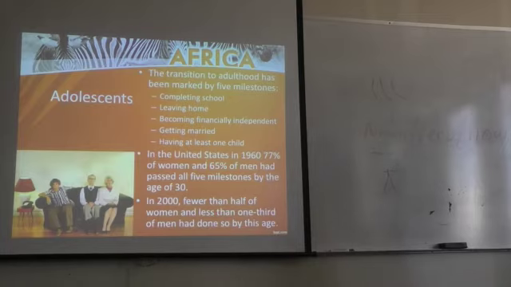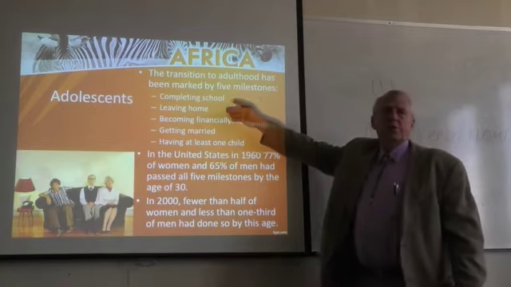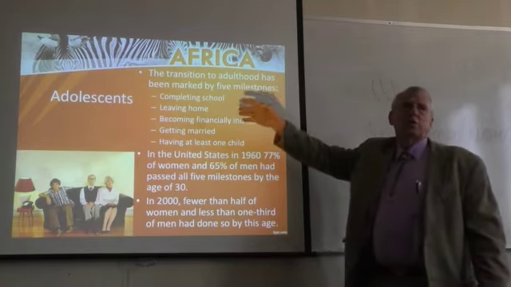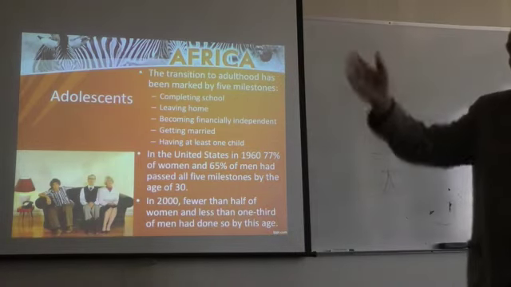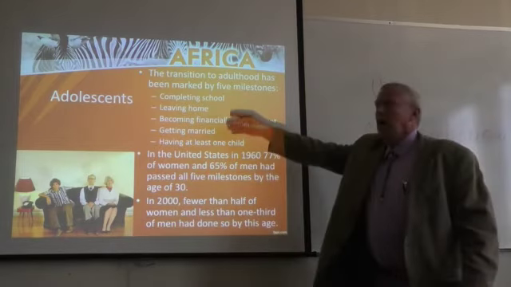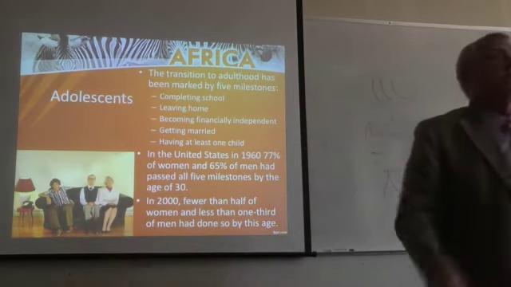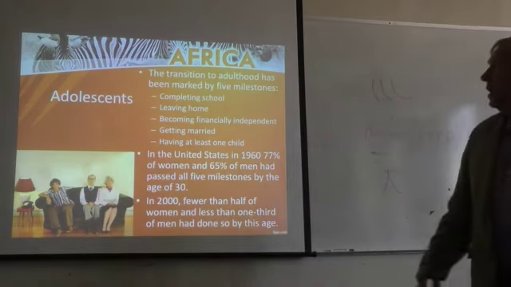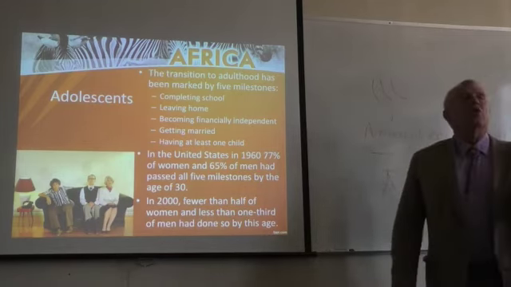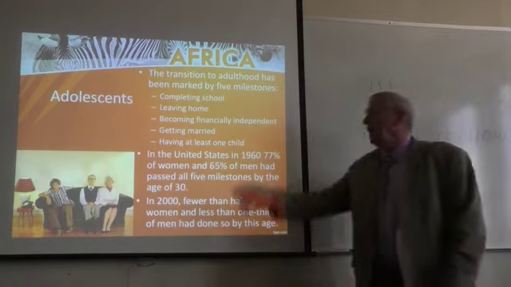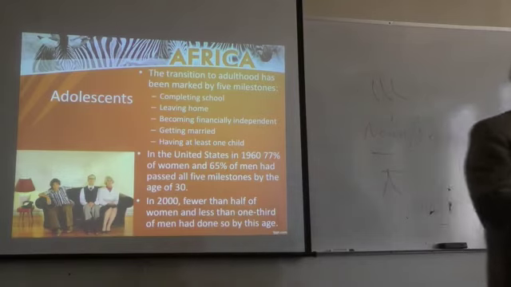The transition of adulthood has been marked by 5 milestones. The first thing is completing school, whether it's high school or college. You get to a point where you can find a job. So it's either graduating from high school or graduating from college. At that point, you leave home. You go someplace and take a job someplace, maybe not in your hometown. You become financially independent because now you're working and you're making enough money to survive anyway. You get married, and you have at least one child. And those were the 5 milestones.